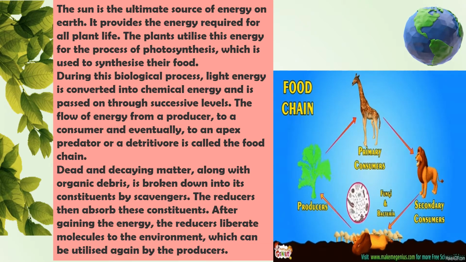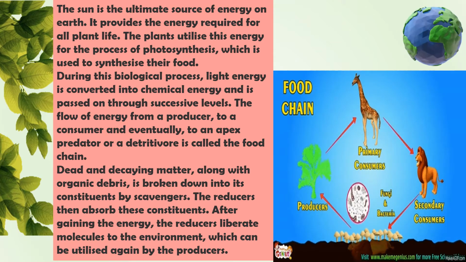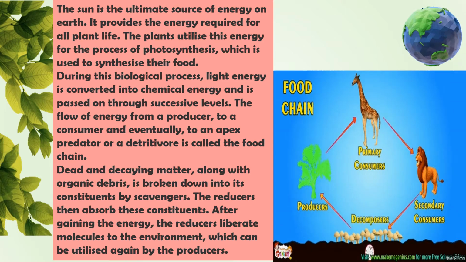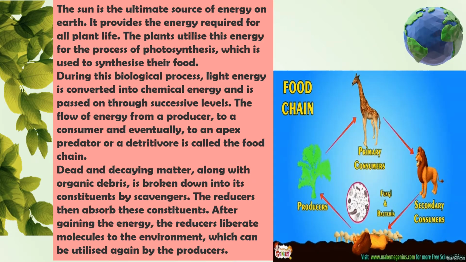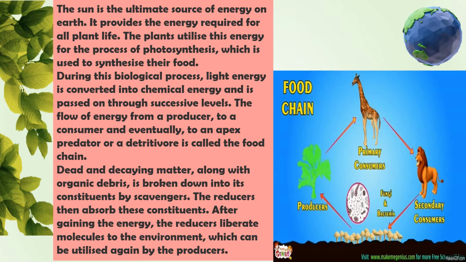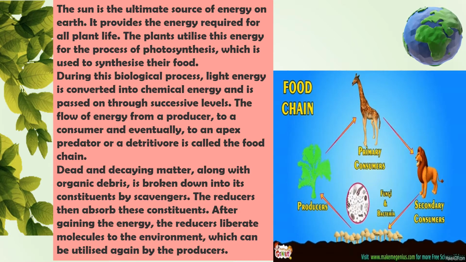Now this brings us to the gist of whatever we learned today. The sun is the ultimate source of energy on earth. Remember this. It provides the energy required for all plant life. It is required as an energy source by all the plants that are there. The plants utilize this energy for the process of photosynthesis. Plants use sunlight for photosynthesis, which is used to synthesize their food. During this biological process, the light energy is converted into chemical energy and it is passed on through successive levels.